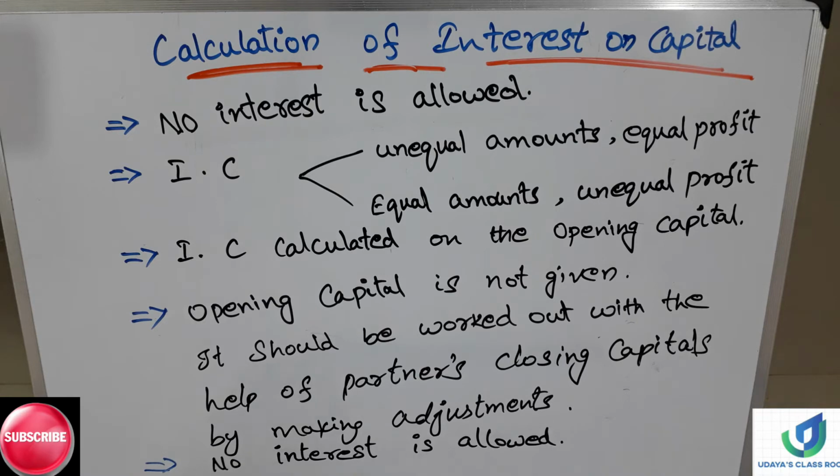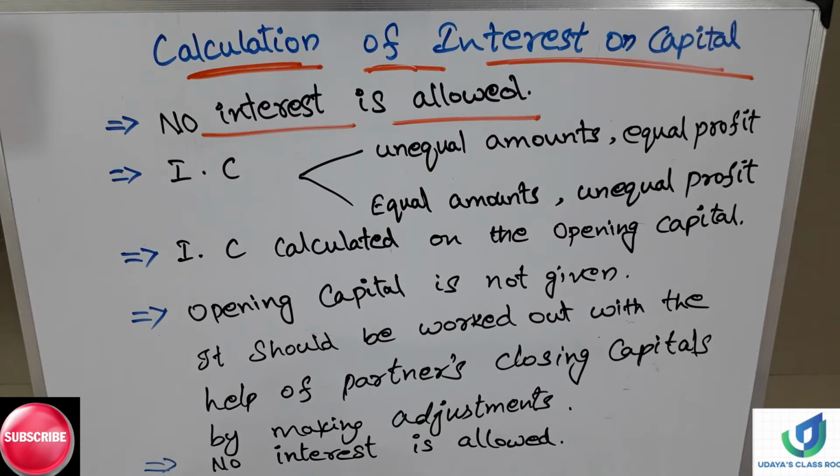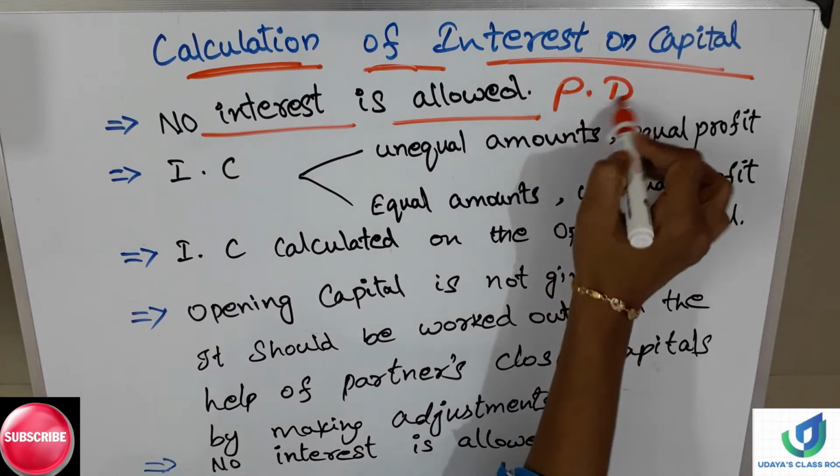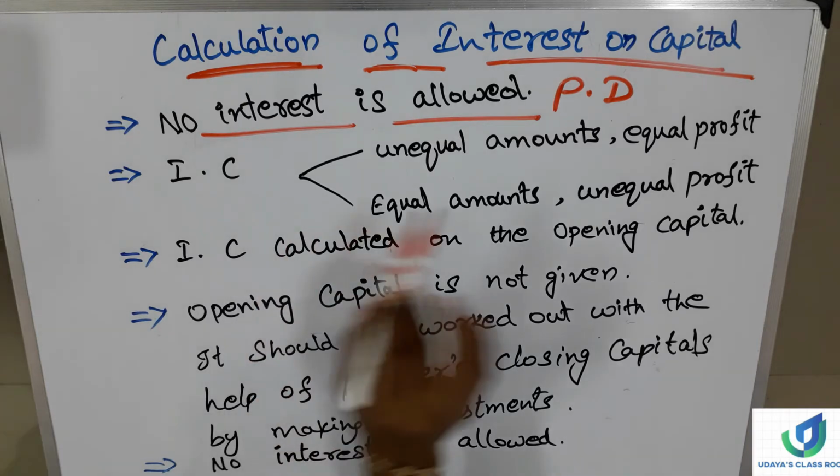The first point that I have for you is no interest is allowed on the partner's capital. Why is no interest allowed on the partner's capital? When it is not mentioned in the partnership deed. In the agreement deed, if it is not specifically mentioned about the interest on capital, there will not be any interest for the partners. So for the capital they are contributing to the business, they will not get any interest. So this is the first point.